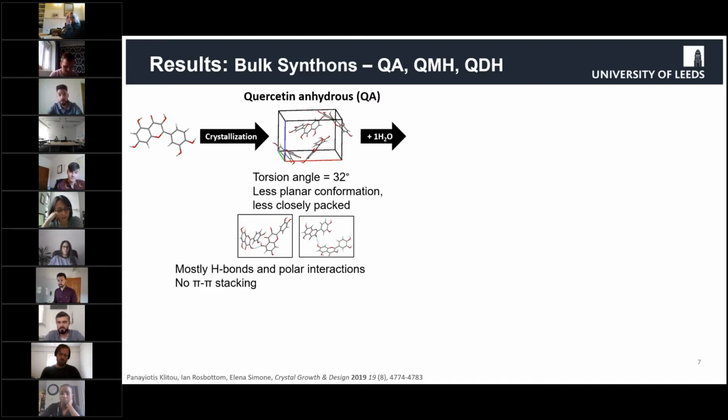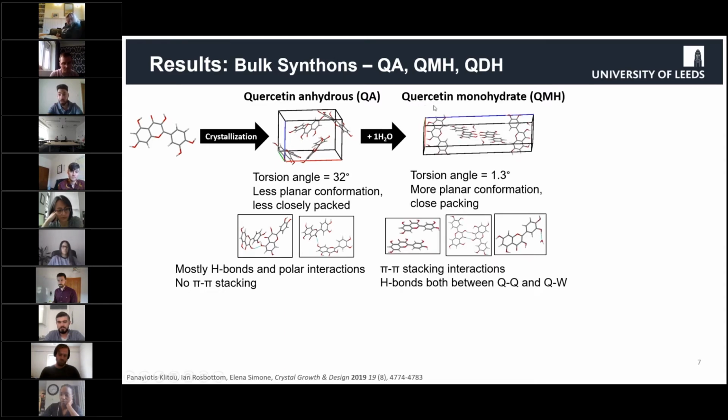With one water molecule per quercetin molecule, we get the quercetin monohydrate structure. It was found that the strongest intermolecular interaction in this form was a pi-pi stacking interaction formed between different quercetin molecules, which allows them to form stacks of quercetin molecules interacting by pi-pi stacking. Also, the torsion angle was found to be 1.3 degrees, which means that the quercetin molecule is planar, and this planar conformation is what allows the quercetin molecules to form those pi-pi stacking interactions.